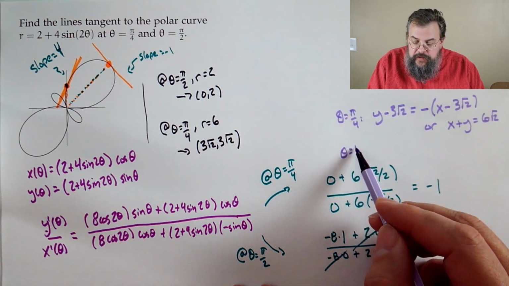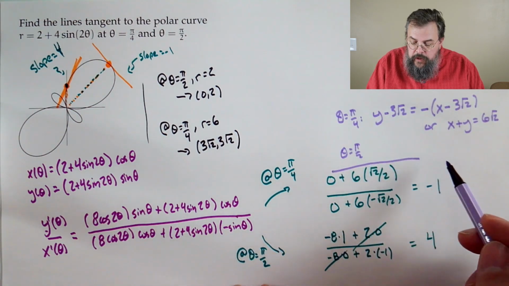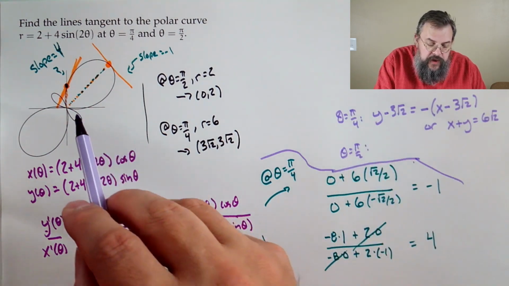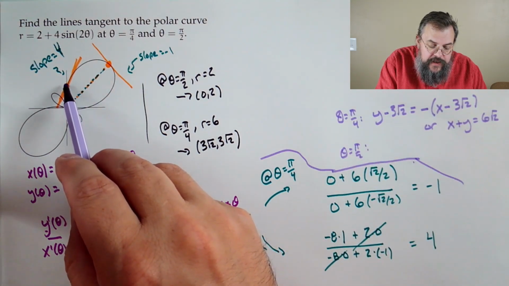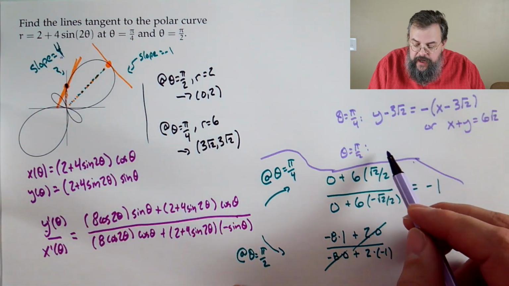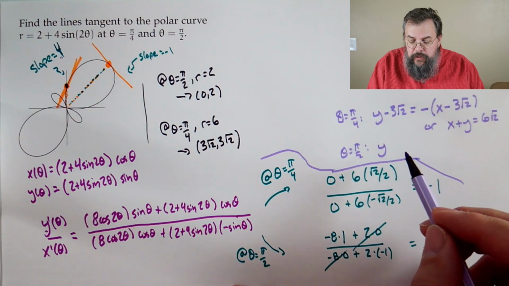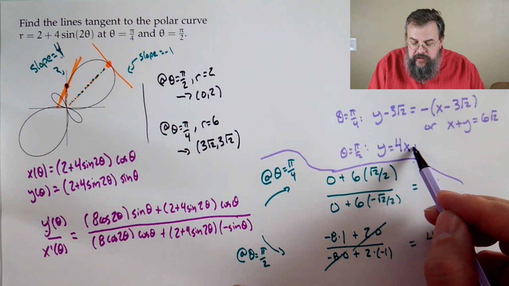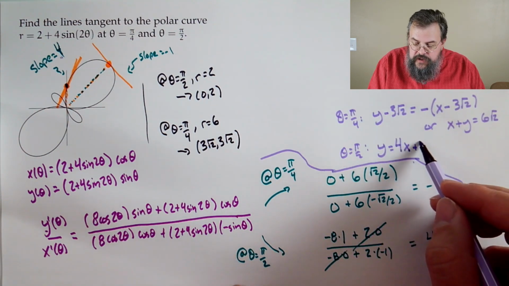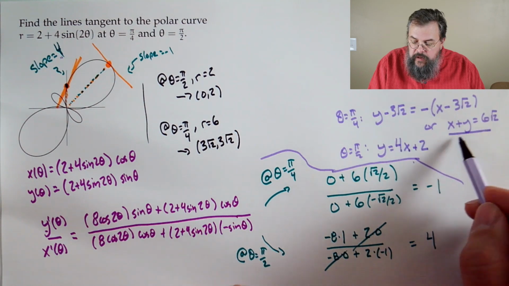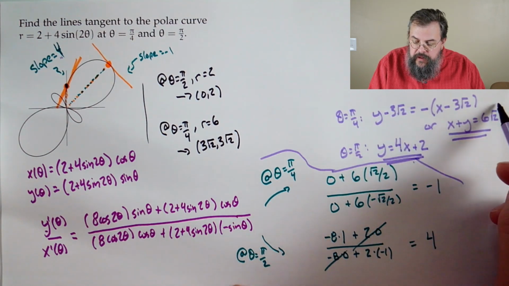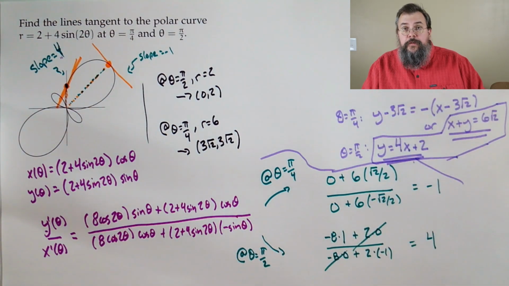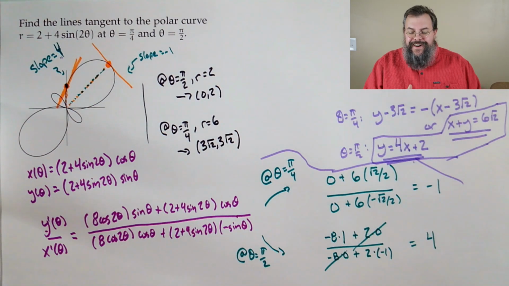For theta equals pi over 2, what do we get? Well, we can actually see it really simply here, because we have the y-intercept and we have the slope. So we can write in slope-intercept form: y equals our slope times x plus our intercept, which is 2. So there we go. There are the two lines. And we're done. We found it. Woohoo!